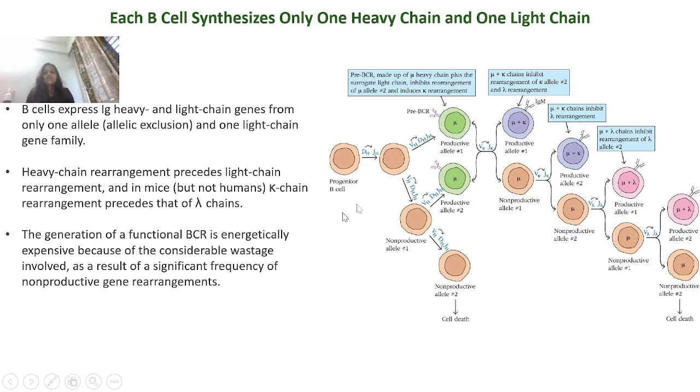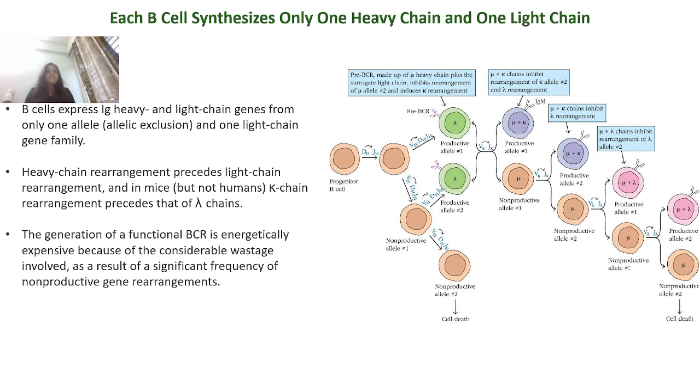Here you can see a diagram. For example, this is a progenitor B cell. So it needs to produce its receptor on the surface of this cell. What happens first? As you all know, in case of heavy chain, there will be V, D, J and C regions. Four regions will be there. And in case of light chain, there will be V, J and C regions. And in case of heavy chain, as I already told, rearrangement will occur first, followed by light chain rearrangement.